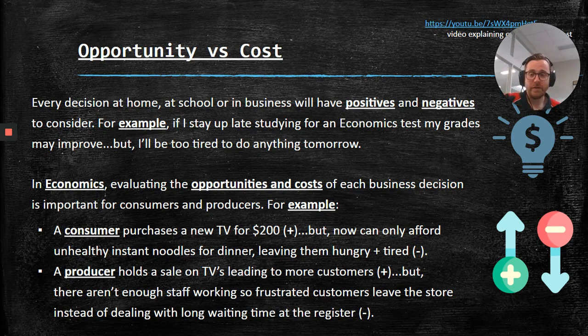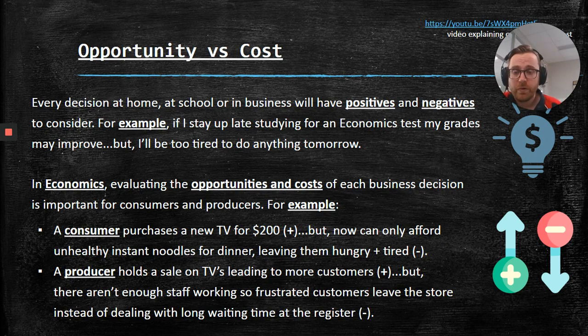So you've got the decision there. My business decision was about a new TV. The opportunities, the positives, I have a new TV now. But the negatives, the costs, that I am now hungry and tired because I can't afford a very good dinner. A producer also has to make good business decisions. They have to consider opportunities and costs.